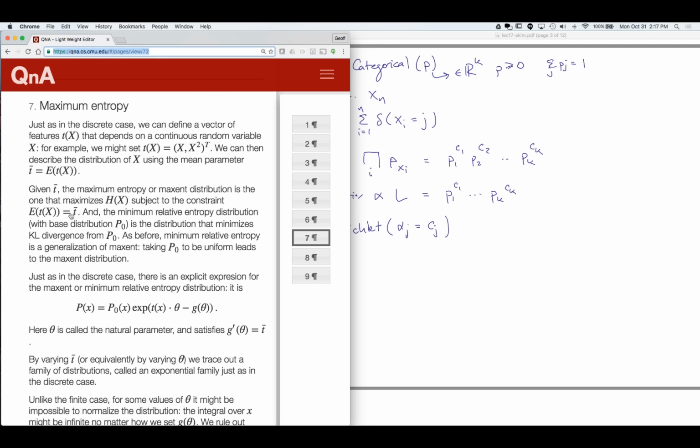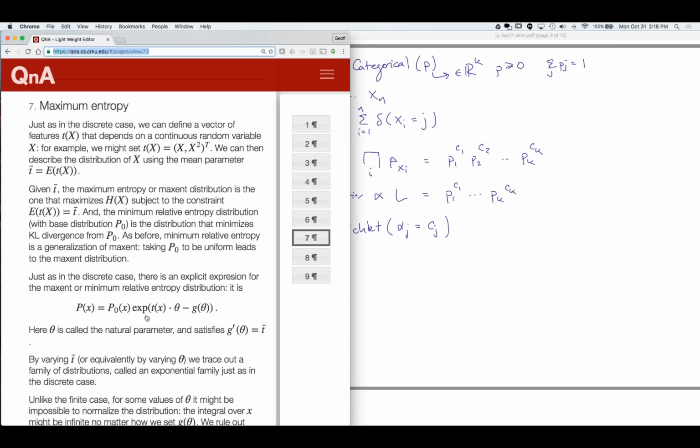And just like in the discrete case, we don't have to do maximum entropy. We can start from some base distribution P0, and we can try to minimize KL divergence from P0. If we choose P0 to be uniform, the KL divergence from uniform is the negative of entropy, and so maximizing entropy is the same as minimizing KL divergence. And just like in the discrete case, there's an explicit expression for the Maxent distribution, or the minimum relative entropy distribution. In fact, it looks exactly the same.